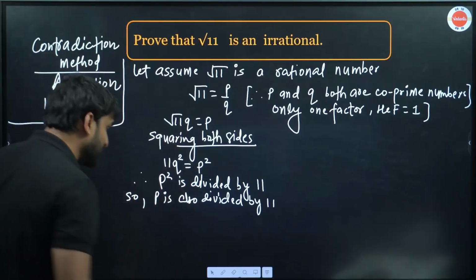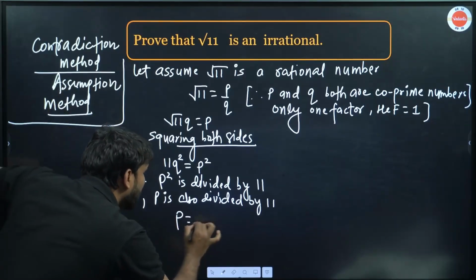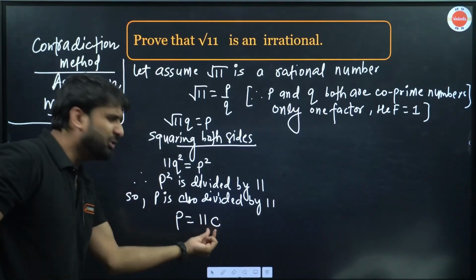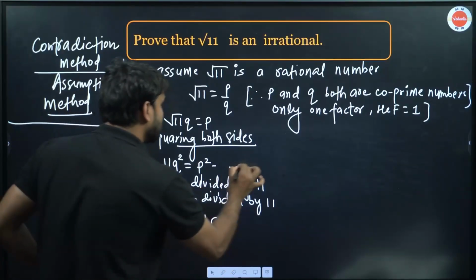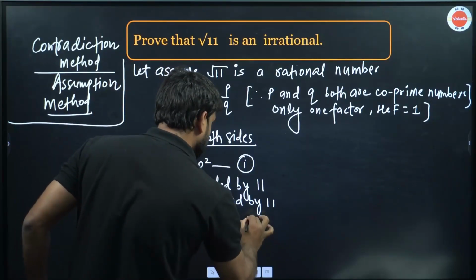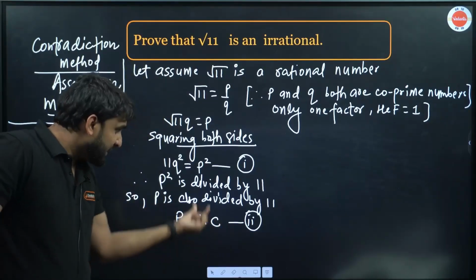Okay, so let's assume now that if p can be divided by 11, p can also be written as 11c. I am taking a new term here, a new constant, which is c, because p can be divided by 11. Call this the first equation and call this the second equation. My dear, if p can be written as 11c, so we can put here p.